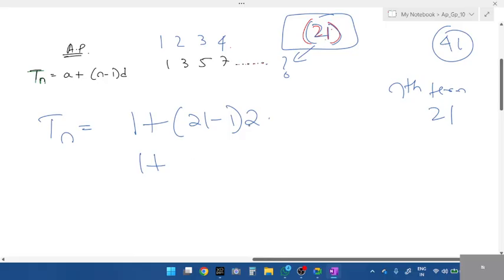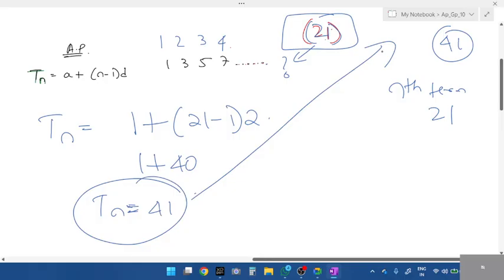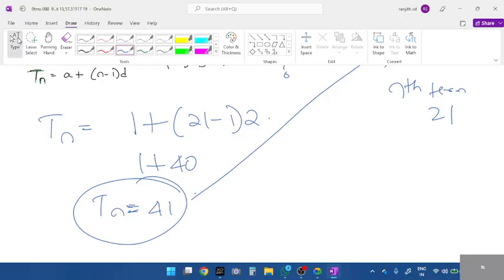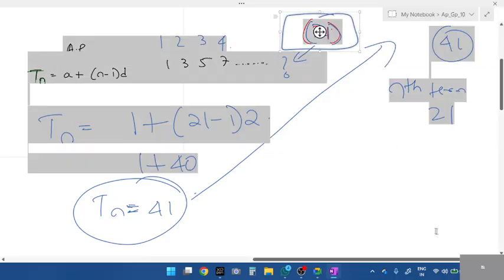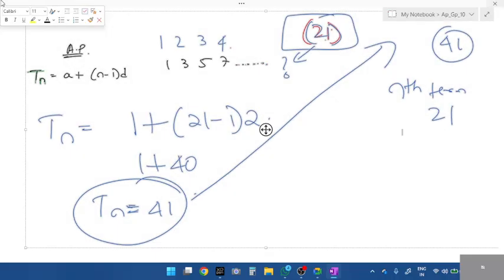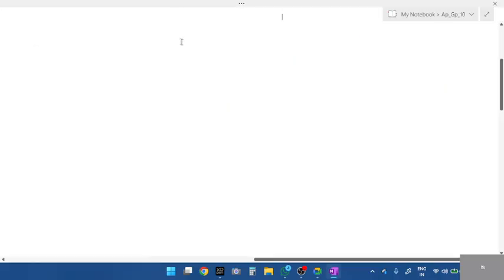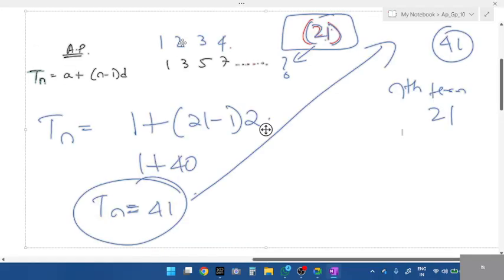What is 20 into 2, students? 20 into 2 is 40. What's the answer? 40 plus 1 is? Are we getting the value 41? Right? So these are the two types of question. One to find n value and the other one to find tn value. Okay, next, sum. Same question.